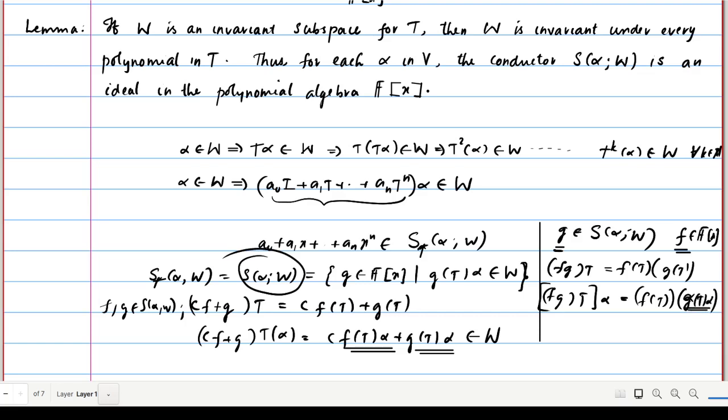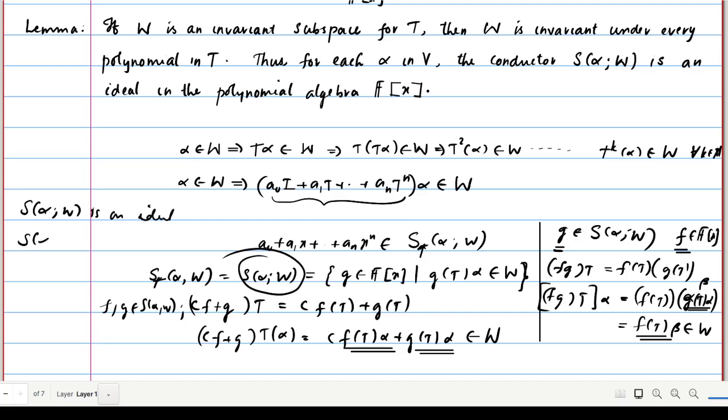But we know that g comes from S(alpha, W), then g(T) alpha is in W, say beta, then f(T) beta is in W, because we already proved that if W is invariant under T and beta belongs to W, then f(T) beta belongs to W for any polynomial expression f(T). So which shows that this collection S(alpha, W) is an ideal.